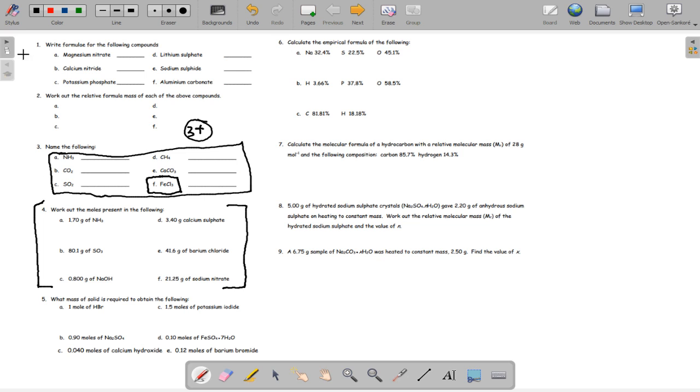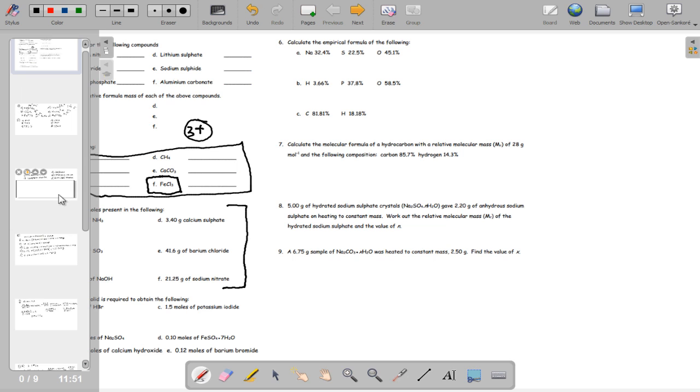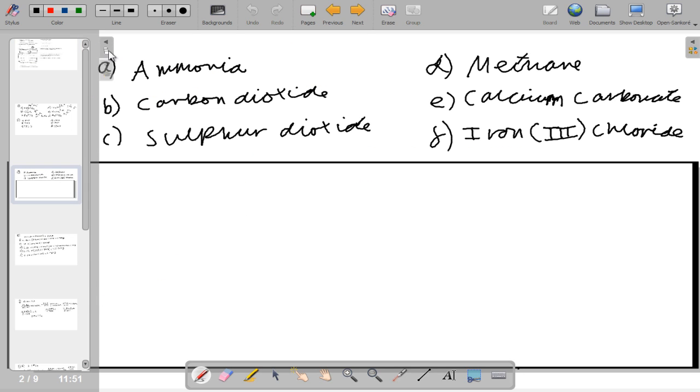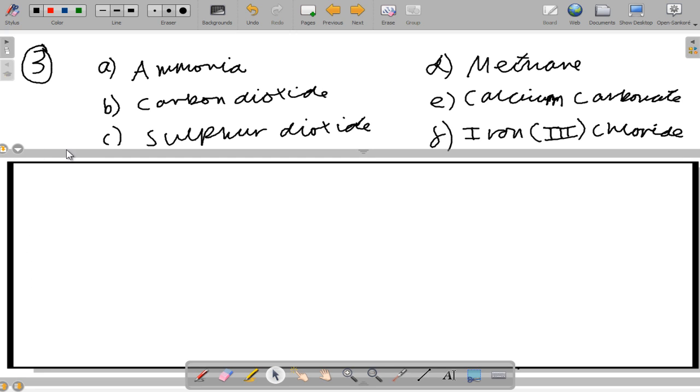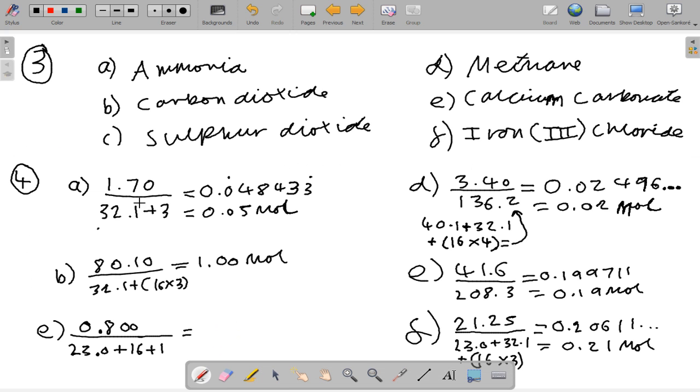Okay, so now go back to the answers. And 4A is 1.7 grams over the molar mass, which is 32.1, which is the value of the sulfur, and 3 being the molecular mass for one hydrogen atom times 3, and that gives you 0.048433 recurring on 2 dots.